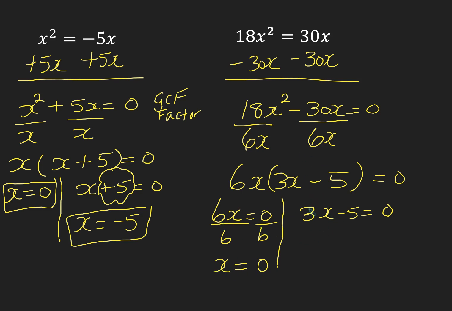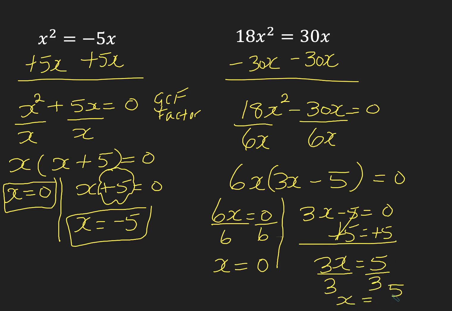And then over here, solving for x, add 5 to both sides. So you have 3x equals 5. And then last step, divide by 3. So your answer is x equals 5 over 3. And that's your answer. Can't make a nice perfect square, but there's your answer.